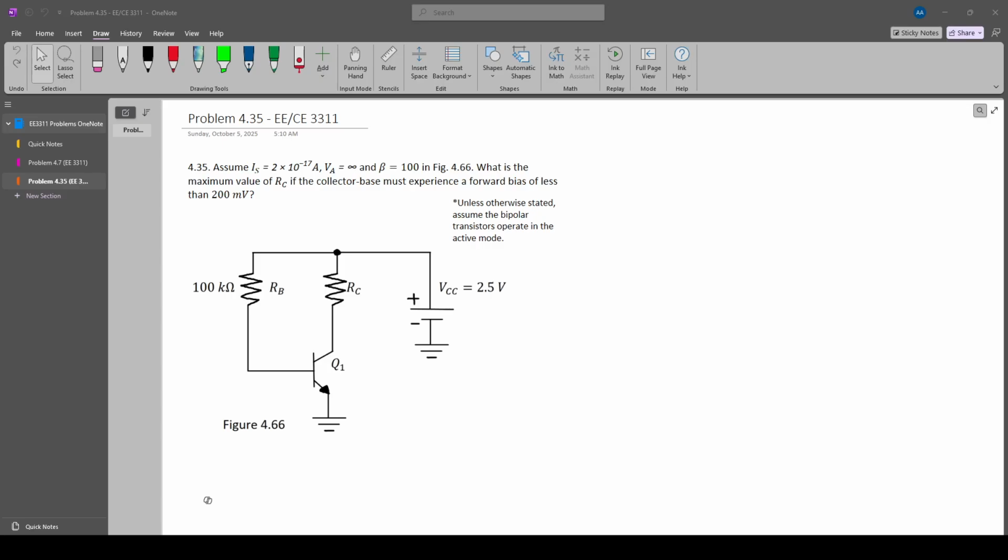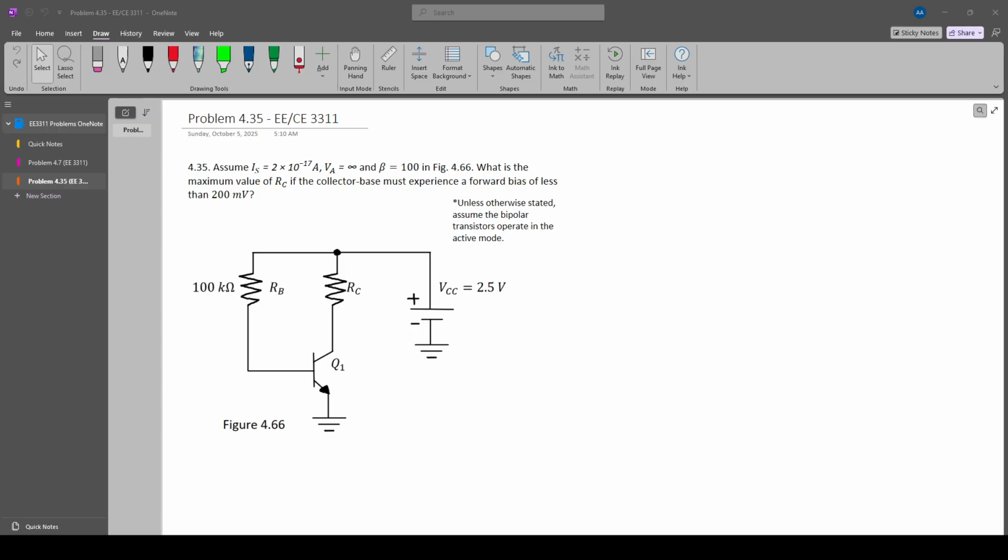Okay, so today we are going to work on this problem. It's problem 4.35 from the book. Here we are given a BJT circuit, and they are asking us to calculate the maximum value of RC if the collector base must experience a forward bias of less than 200 millivolts.